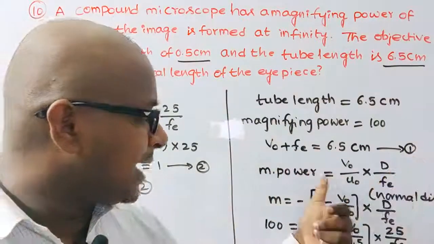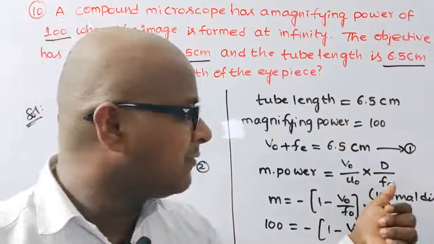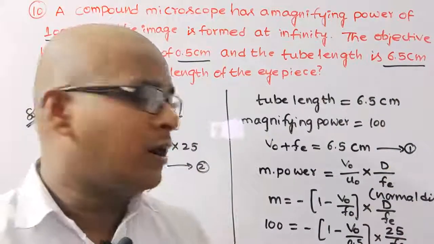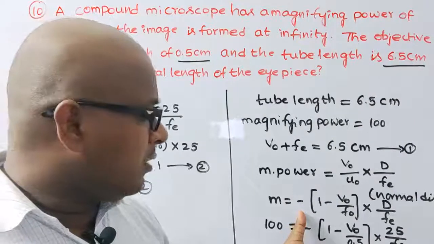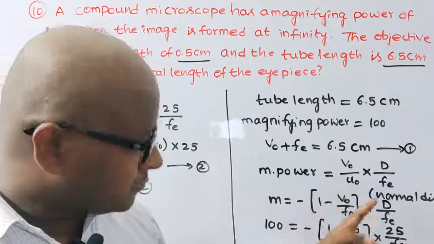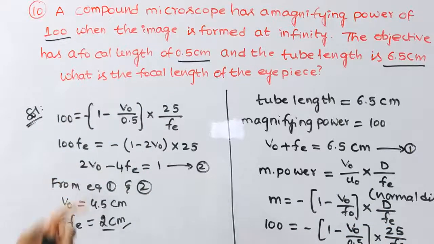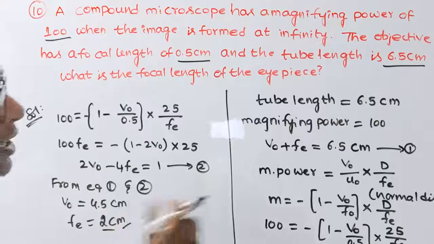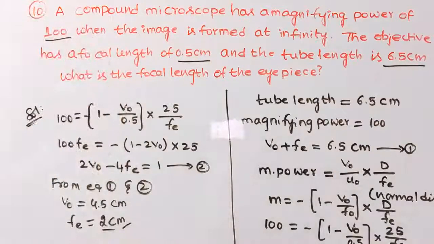Equation number 1. The magnifying power is equal to V naught by U naught into D by FE. D is the distance between the two, that is, the near point distance, 25 by FE. Okay, the cross multiplication, then find out the focal length of the eyepiece and V0. V0 is equal to 4.5 and FE is equal to 2 centimeter. These two add up to 6.5 centimeter. Okay, this is the 10th problem.